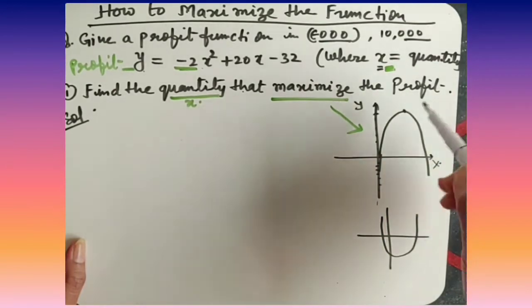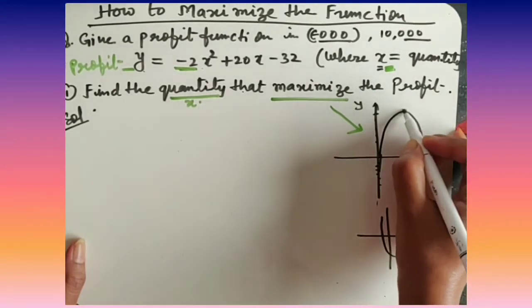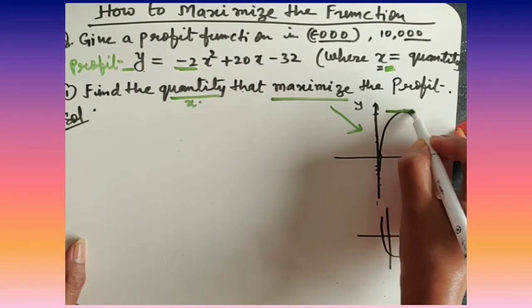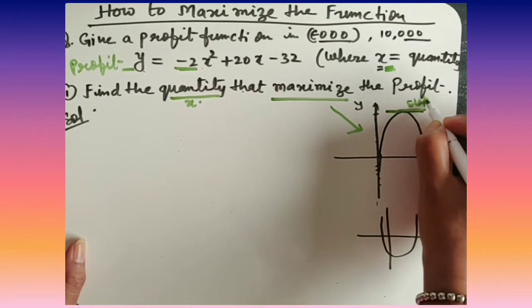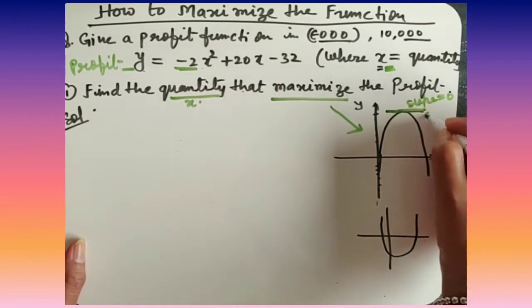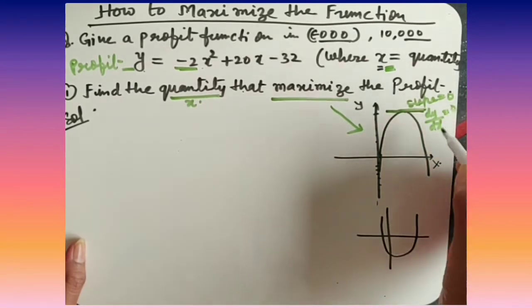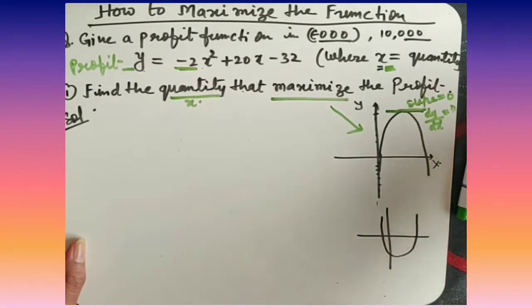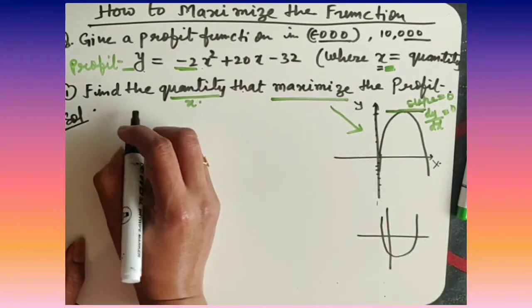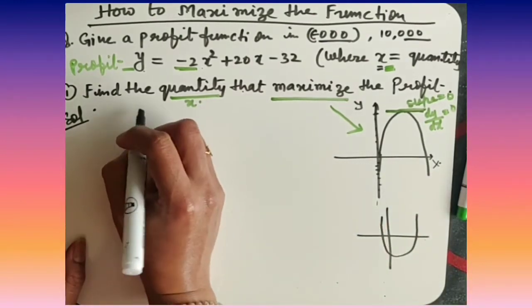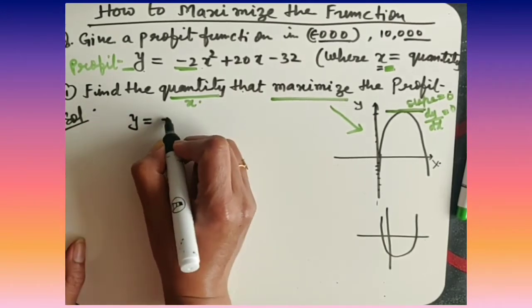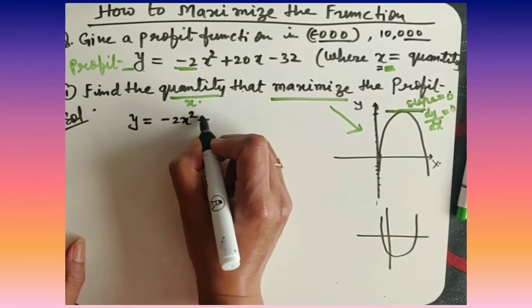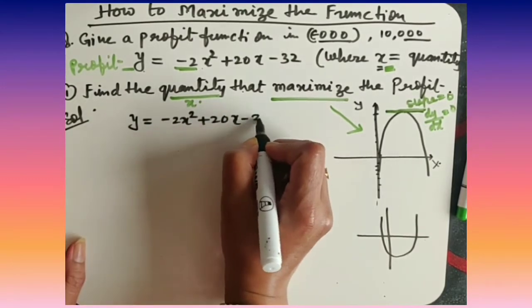So see, in this function, at a maximum or minimum value, the slope will be 0. Slope means the first derivative of the function, dy over dx, will be 0. So any function is maximized or minimized when the slope is 0. So here what we will do, write down the function first: y equal to minus 2x square plus 20x minus 32.